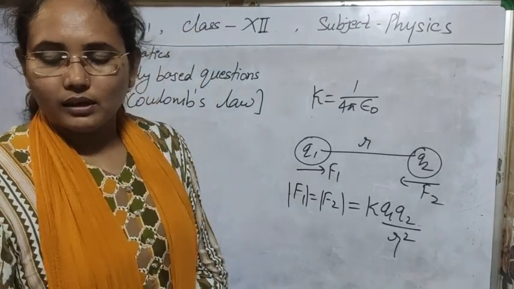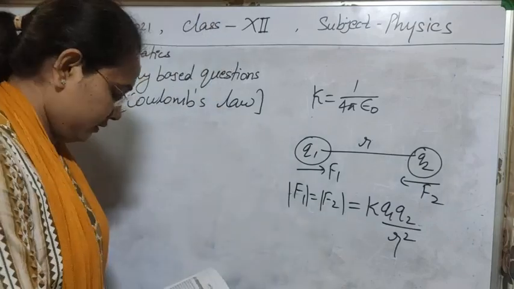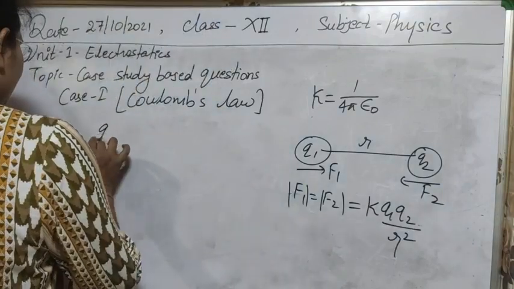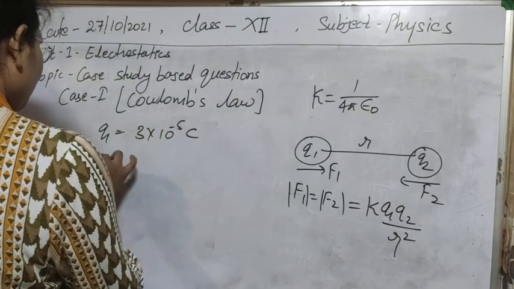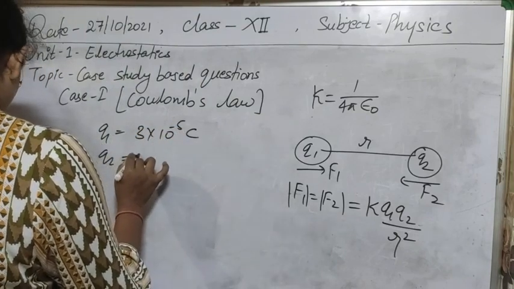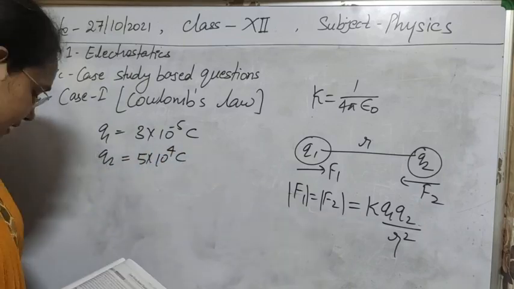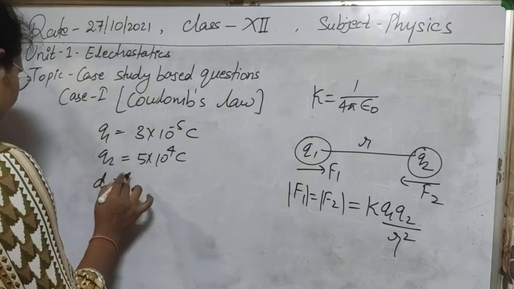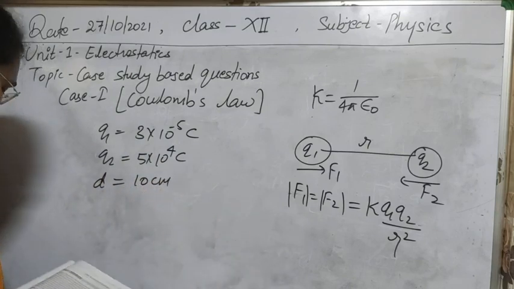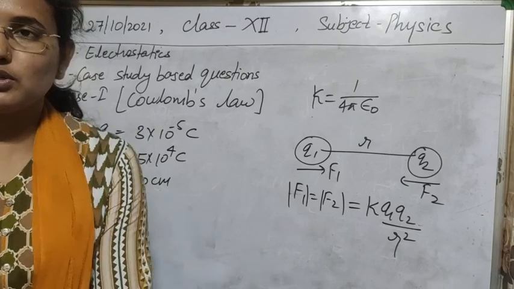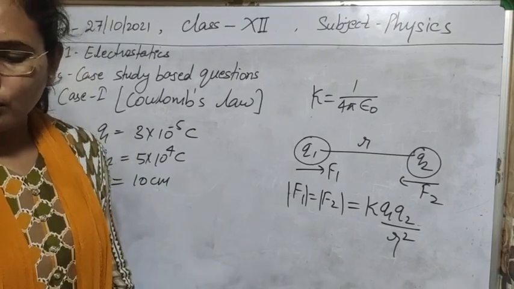Now the next question is about two charges. The first charge, Q1, is 3 into 10 to the power minus 5 Coulomb, and Q2 is 5 into 10 to the power 4 Coulomb. They are placed at a distance D of 10 centimeter from each other. What is the value of the electrostatic force? This is a very easy question that you can calculate by the formula you have.